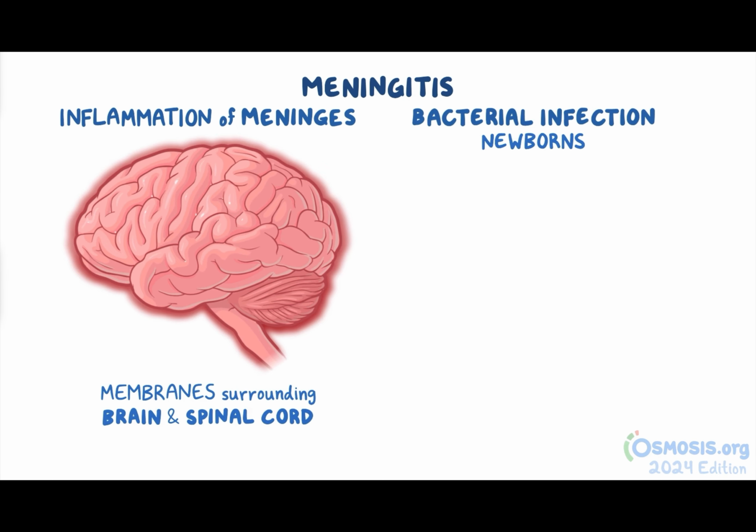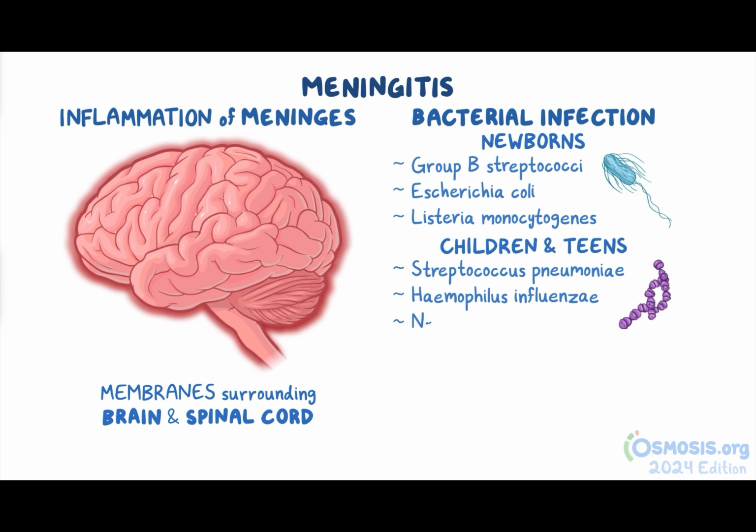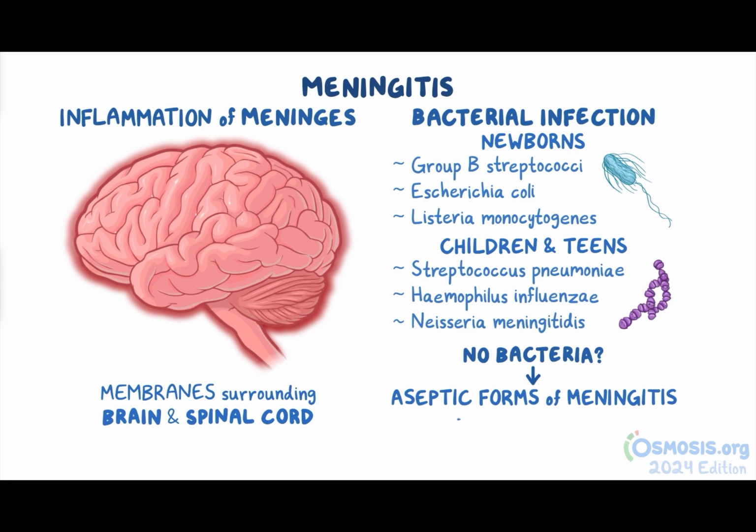Moreover, in newborns, the most frequent causative pathogens include group B streptococci, Escherichia coli, and Listeria monocytogenes, while in children and teens, more common ones include Streptococcus pneumoniae, Haemophilus influenzae, and Neisseria meningitidis. Finally, if there are no bacteria, consider aseptic forms of meningitis, such as viral meningitis.